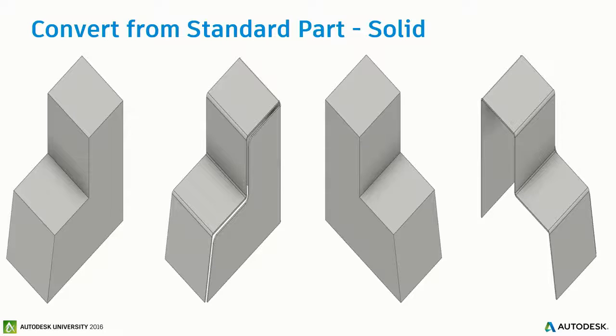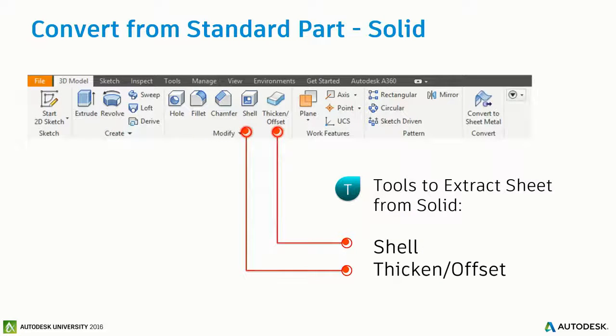So this is a popular workflow. This image shows a workflow where you get sheet metal data from a non-uniform solid, right? So this is a solid, and I want to get a sheet metal design based on this solid. Usually there are two general tools to extract the sheet plate from a solid: one is the shell, and the other is the thicken and offset. They are popularly used.